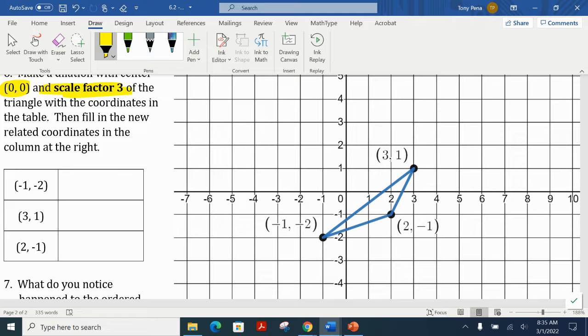Down 2, left 1. So now my scale factor is 3. I want to triple what I just did. So instead of going down 2, left 1, I go down 6, left 3. And then do that. That's where you would put it. That would work. Plot first.